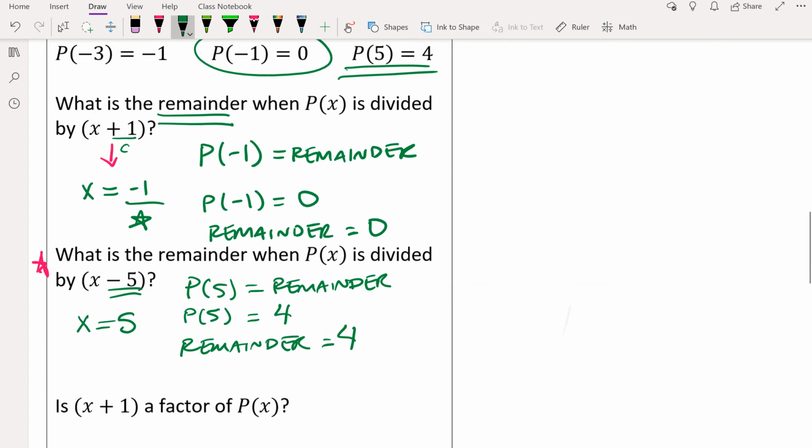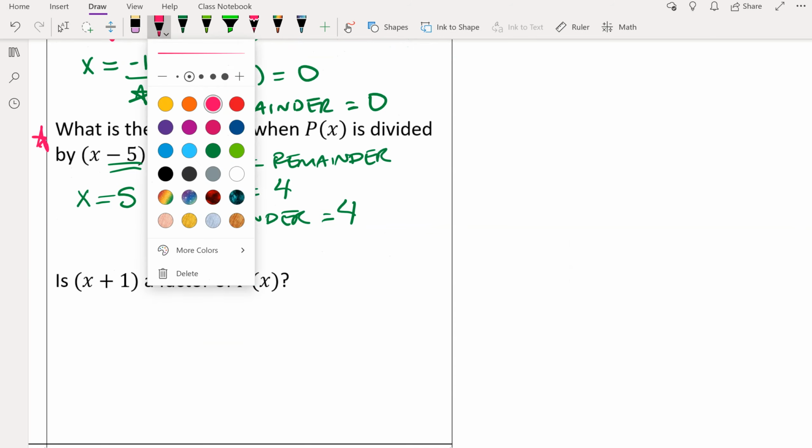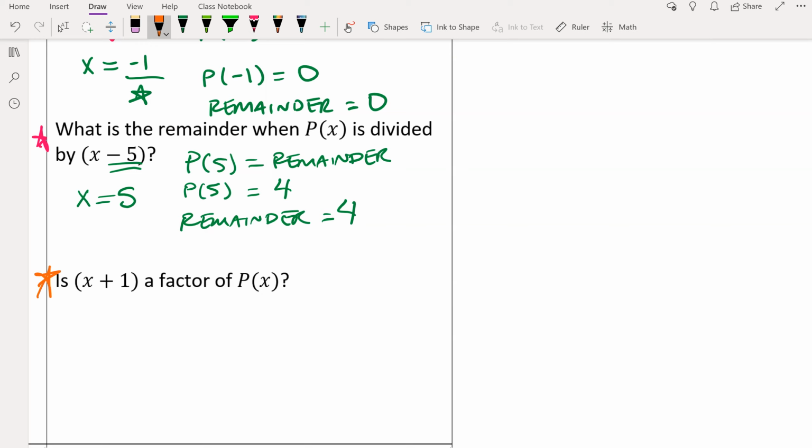Let's do this third part to this problem. Is x plus 1 a factor? This one's special. Is x plus 1 a factor of p of x? All right, really quick. If something is a factor of p of x, we wrote this down, factor means remainder equals what? I want you to tell me. Remainder equals what? Factor means the remainder equals what? Go, tell me.